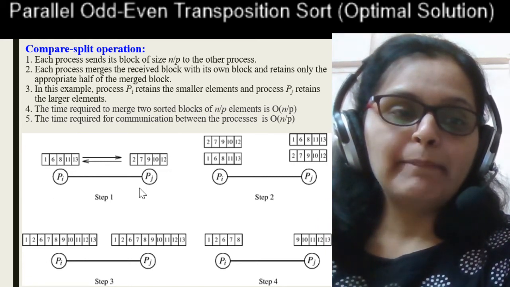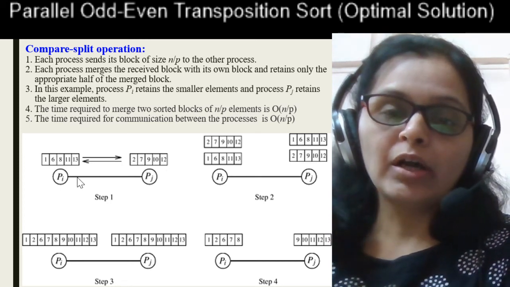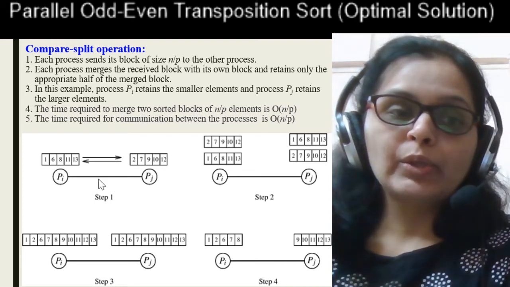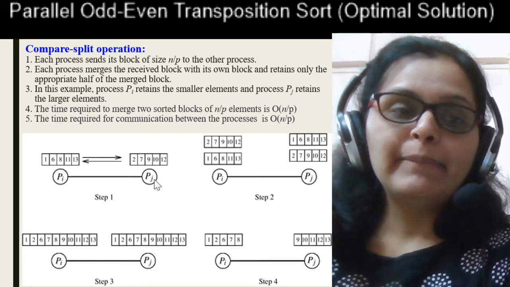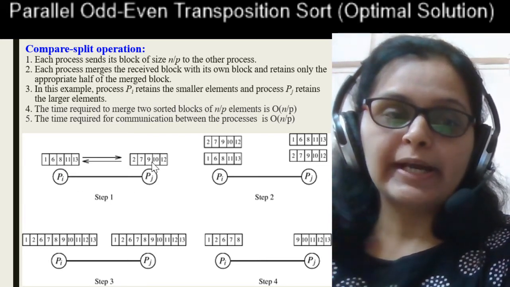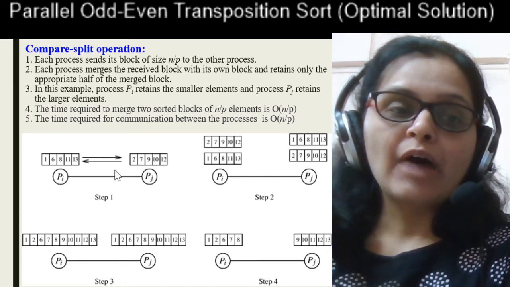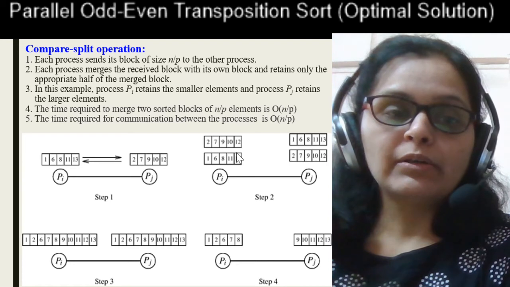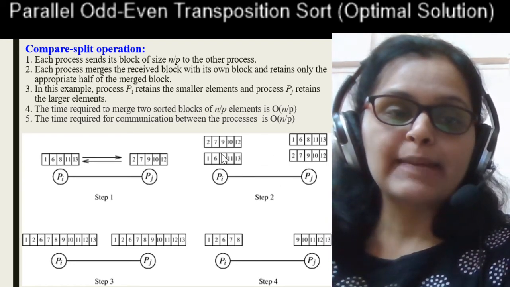Pi and Pj are two processes which are involved in compare and split operation. You can assume that Pi is having this partial sorted array and Pj is having this partial sorted array. What will they do in compare and split operation? After this initial data distribution, they will exchange with each other the partial arrays. That is shown in the step 2.